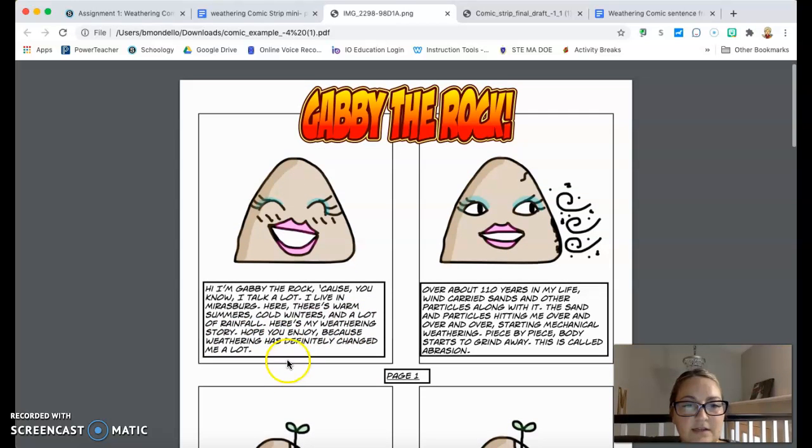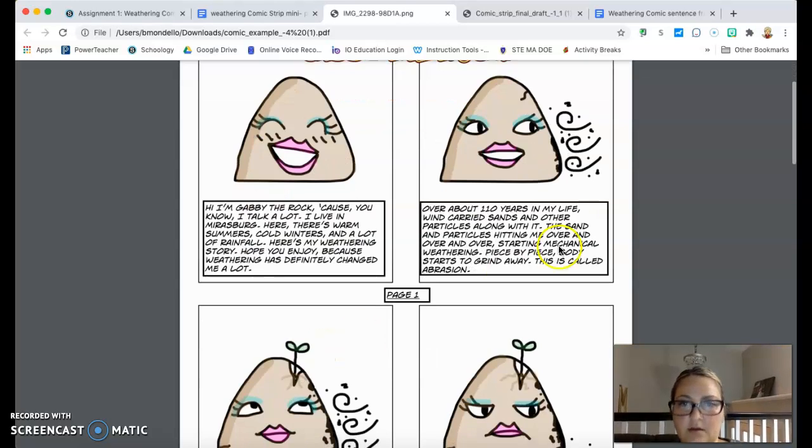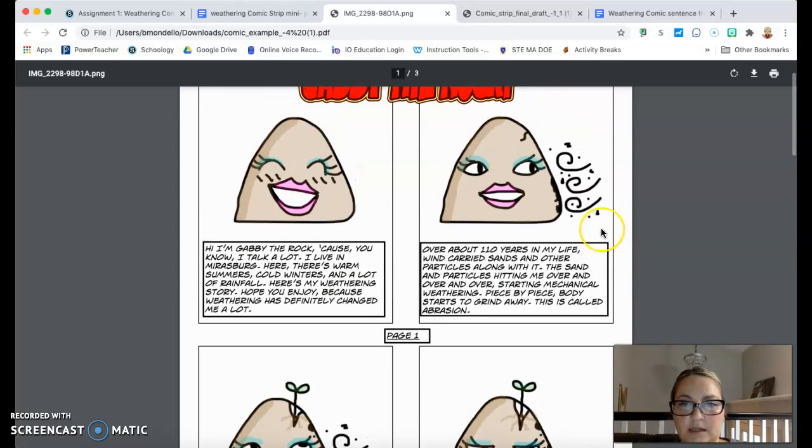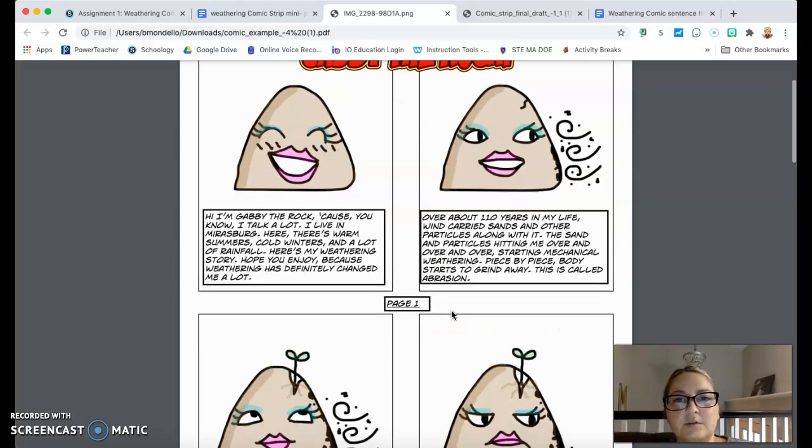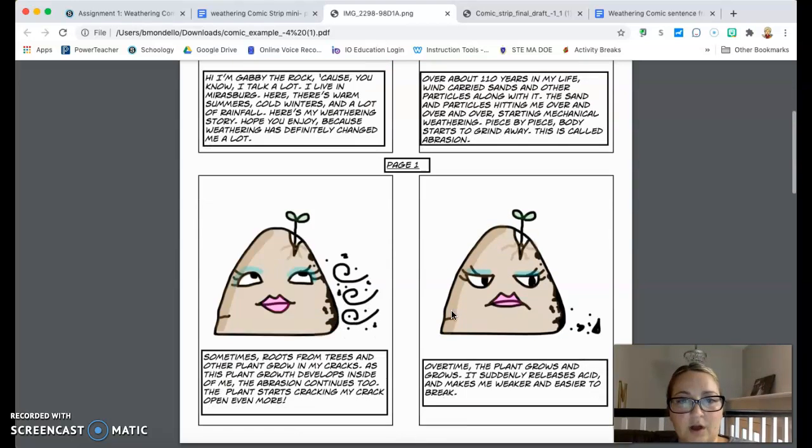And then here they're about to tell us their weathering story. Then in the next box here, they tell us about some of the processes that occur due to agents of weathering. So we have them describing, over their lifetime, wind carried sand and other particles along with it, the sand and particles hitting me over and over, starting mechanical weathering, vocab word. Piece by piece, my body starts to grind away. This is called abrasion, another vocab word. All right, so keep in mind you want to include at least 5 vocab terms throughout your comic.